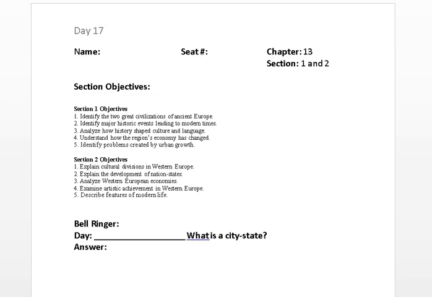The next lecture we're going to be going over is Chapter 13, Section 2. Objectives. Number 1, explain cultural divisions in Western Europe. Number 2, explain the development of nation states. Number 3, analyze Western European countries. Number 4, examine artistic achievement in Western Europe. And number 5, describe features of modern life.